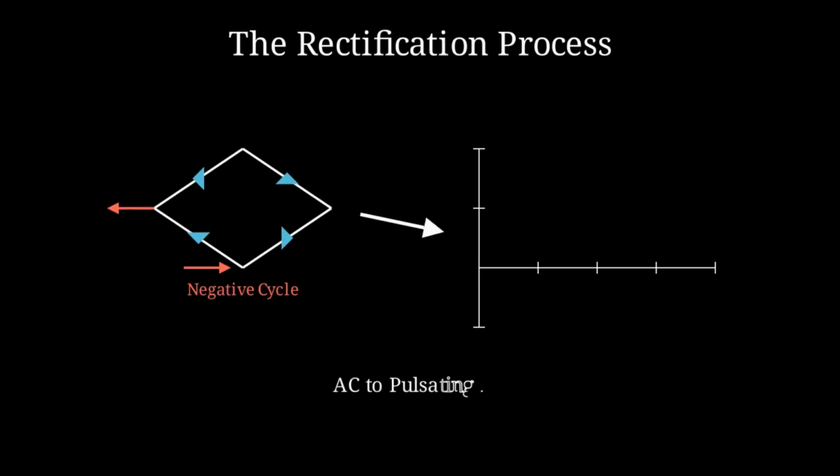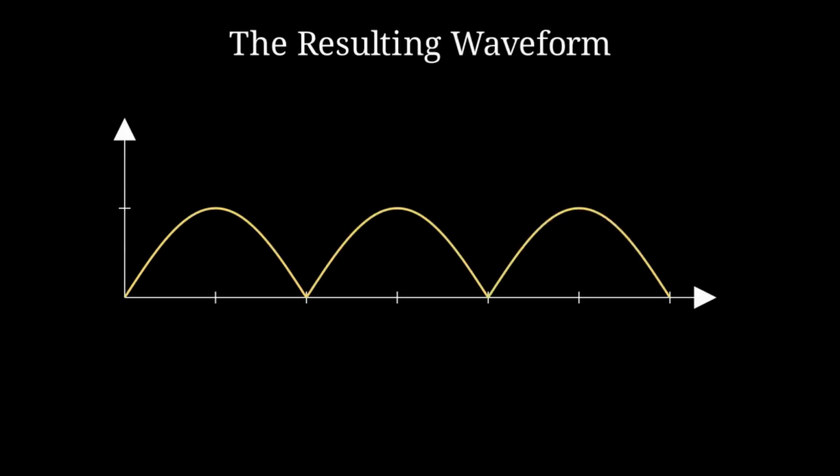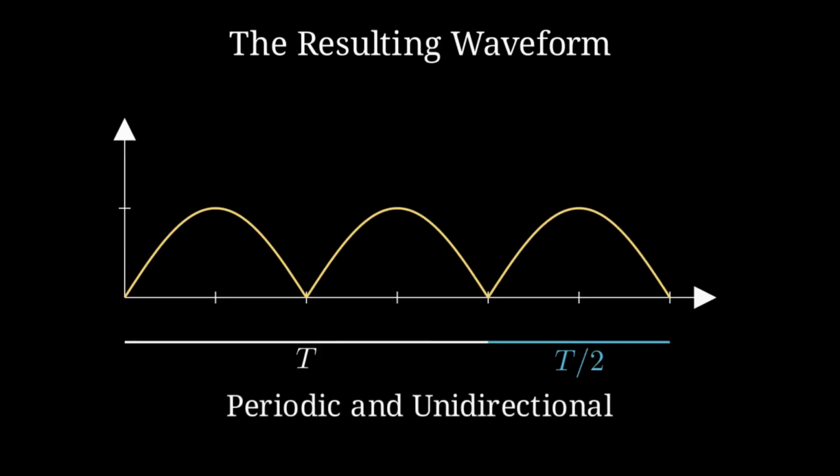In a full-wave rectifier, the bridge circuit ensures that current flows through the load in the same direction during both halves of the cycle. This results in a pulsating DC output where the negative voltage peaks are reflected across the x-axis. Notice that the frequency of the pulses is now double that of the original AC input. Instead of a full cycle from 0 to 2 pi, we now have a repeating pattern every pi radians. This repetition is key to calculating our mathematical average.